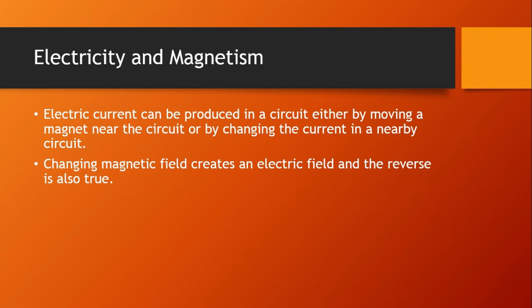Electricity and magnetism. Electric current can be produced in a circuit either by moving a magnet near the circuit or by changing the current in a nearby circuit. Changing magnetic field creates an electric field, and the reverse is also true.